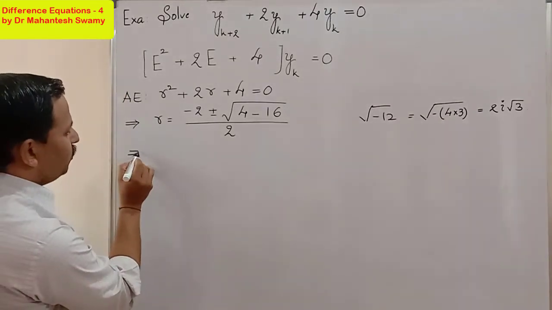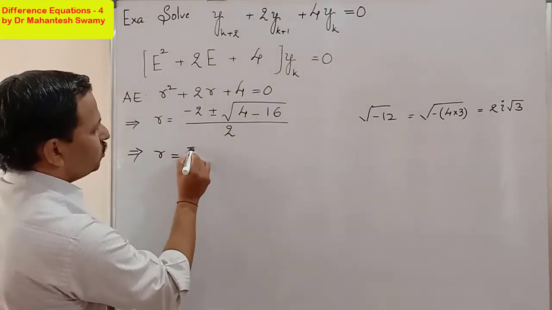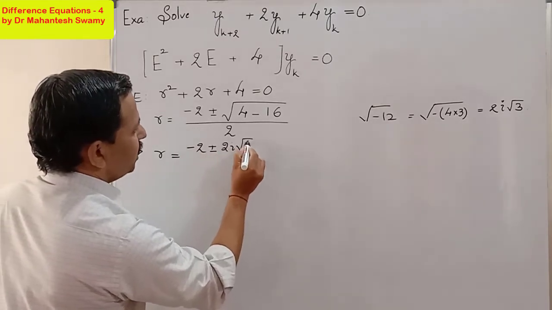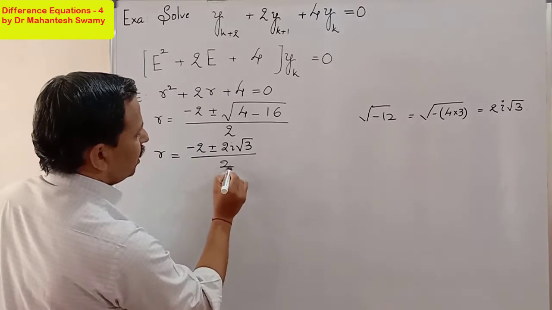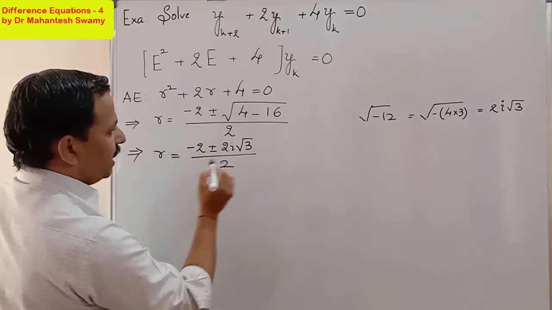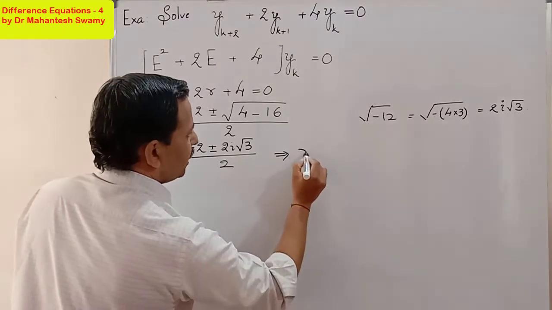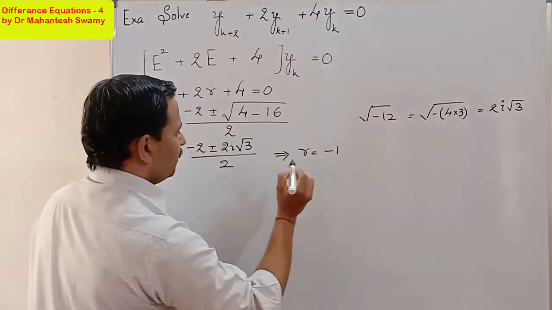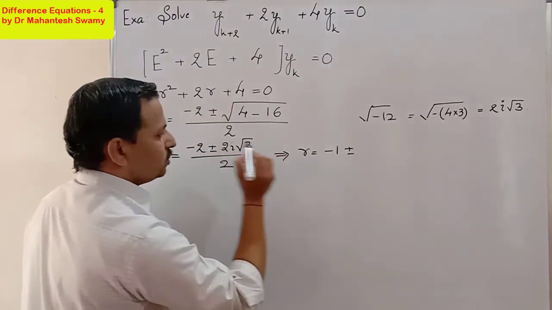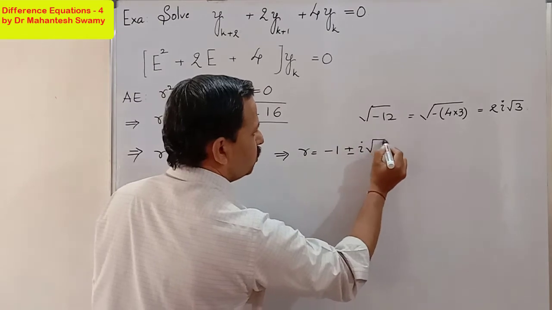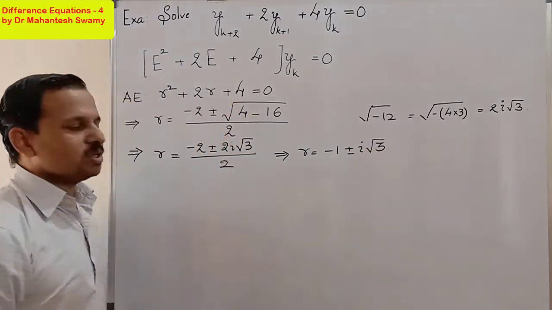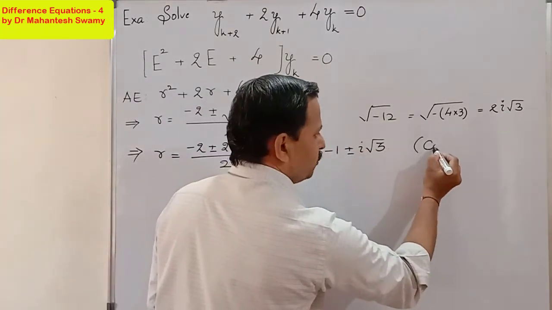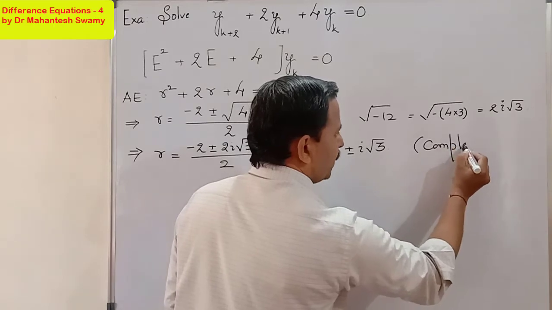So using that value over here, I can write r equals minus 2 plus or minus 2i into root 3, divided by 2. Now we can separately divide and we have r equals minus 2 by 2, that is minus 1, plus or minus 2 by 2, that is 1, into i into root 3. So the roots we obtained in this case are a pair of complex roots. What type of roots did we get? A pair of complex roots.